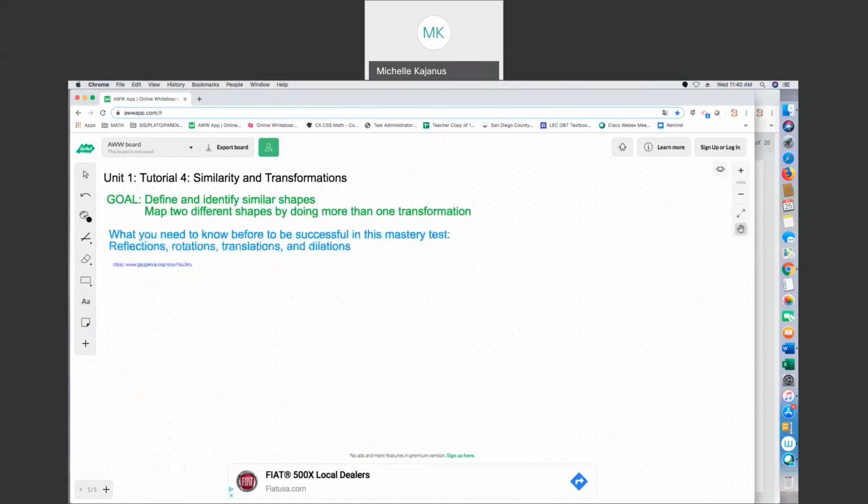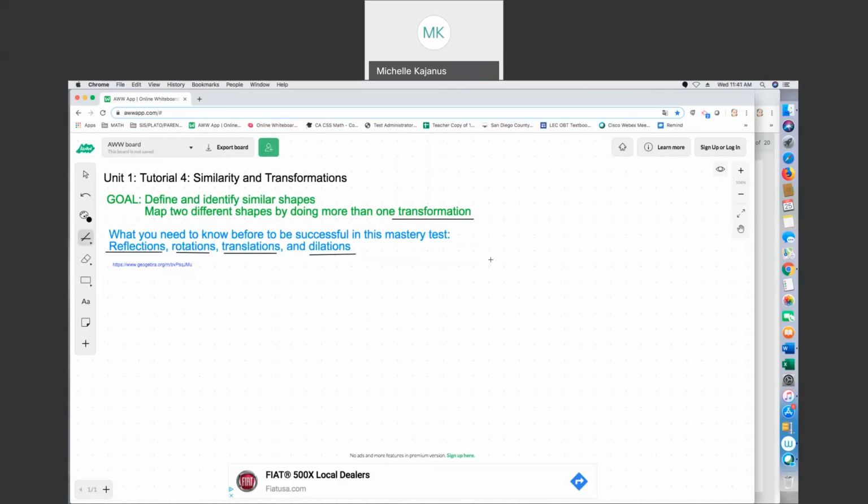Unit 1 tutorial, similarity and transformations. The goal for today is to define and identify what a similar shape is. We're also going to go over how to map two different shapes by doing one or more transformations. And this is the key here, one or more transformations. To be able to understand this tutorial, you need to already be somewhat familiar with reflections, rotations, translations, and dilations. So those are the 4 main types of transformations.